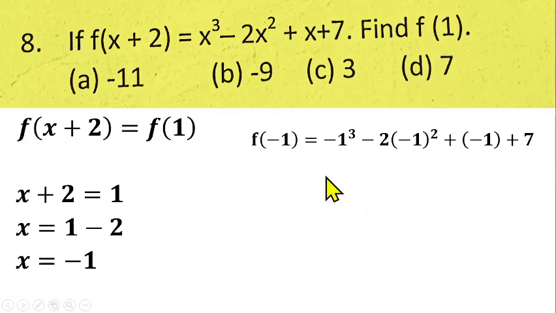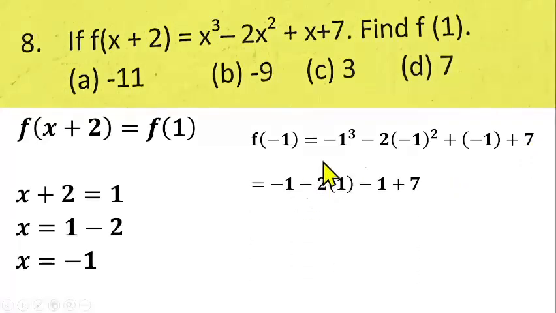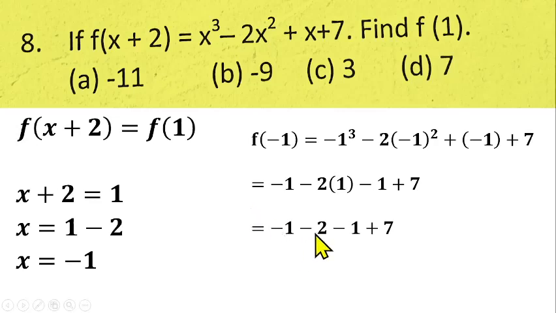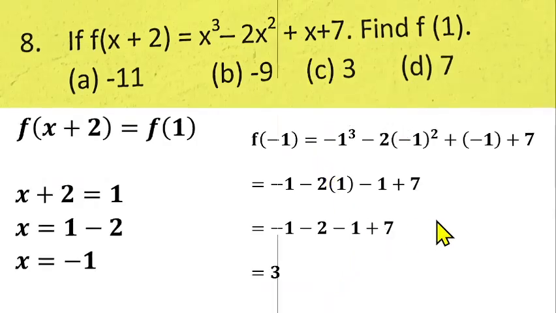Then from there you can now simplify. Minus 1 cubed will give us minus 1. The minus 1 squared will give 1. Then plus times minus here will give us a minus. So you are having minus 1, then minus 2, minus 1 plus 7. You simplify that and it will give us 3, which is option C for question number 8.